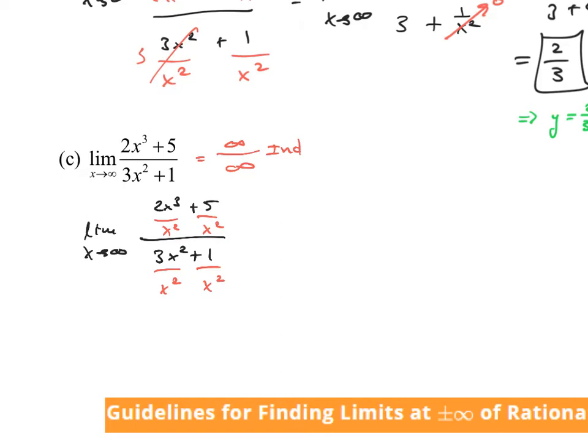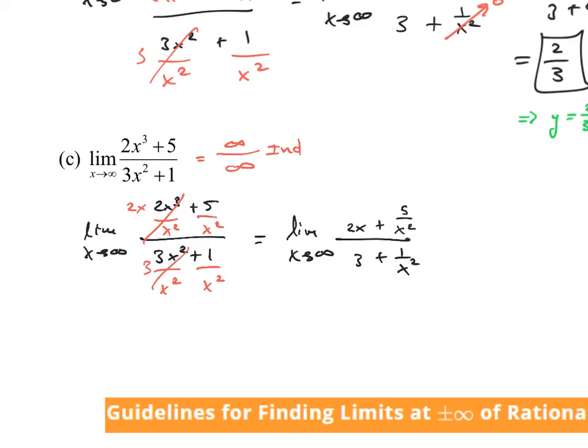Now I want to do my simplification and see what happens. So I have the limit as x approaches infinity. I'm going to simplify each one of those terms individually. 2x cubed over x squared simplifies to be 2x. 5 over x squared, nothing I can do there, that's 5 over x squared. 3x squared over x squared, well, that simplifies to the number 3. And then the last one, I have 1 over x squared, which doesn't simplify, so that's it right there, 1 over x squared. So this is the exact same thing as the limit as x approaches infinity of, on top I have 2x plus 5 over x squared.